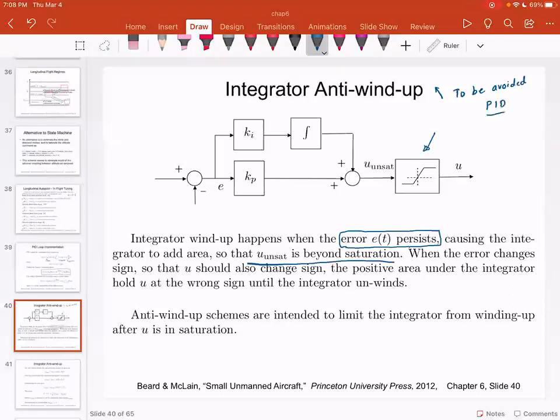in PID tuning. This specifically takes place when you have the error, the difference between the actual and the desired, that is significantly high. And when that happens, when you are trying to integrate that error, as time goes on, the area, which is the product of time multiplied by the error, becomes huge. And when this becomes huge, naturally the control input becomes even larger. And that control input may be beyond the limits of the actuator. So that is actually something to be avoided.